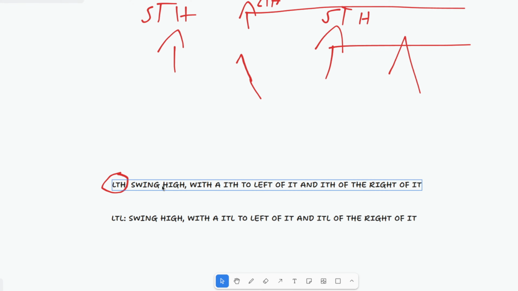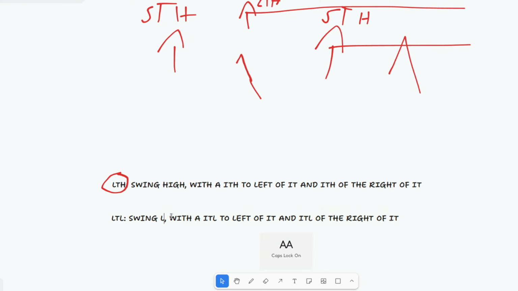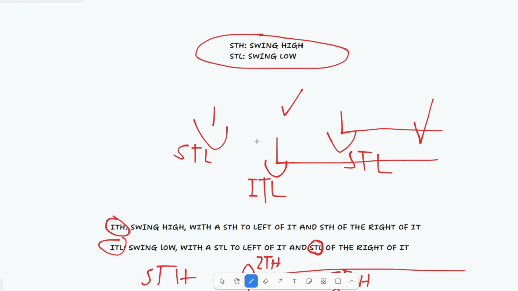Okay, I see that I made a mistake here. Long-term high is a swing high, long-term low is a swing low. So, my bad. And now we can continue. It's an intermediate-term low to the left of it, intermediate-term low to the right of it. This is what we can see here.